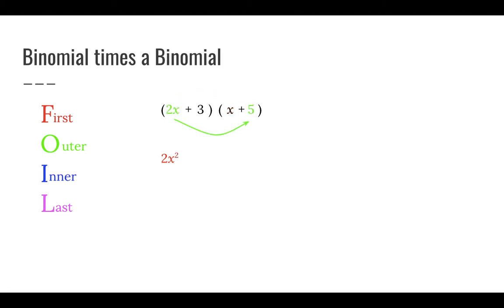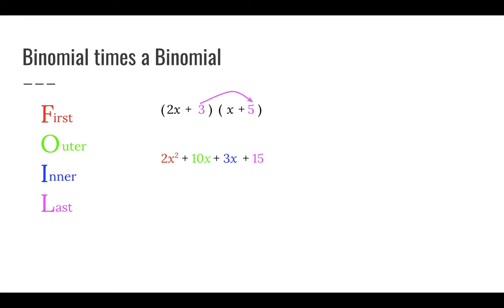Then I'm going to move on to O. O means outer for the two terms that are outside or the ones furthest away from each other. So 2x times a positive 5 will give us plus 10x. Inner means for inside, so I'm going to multiply the two terms that are inside or the two closest to each other. So 3 times x will give us positive 3x. And lastly, L for last, meaning the last two terms that appear in each parentheses. So 3 times 5 gives us positive 15.